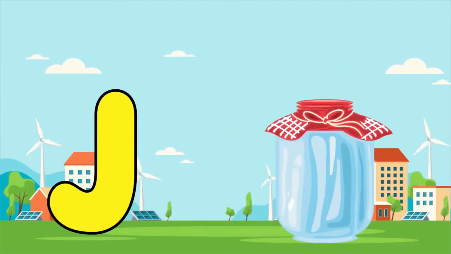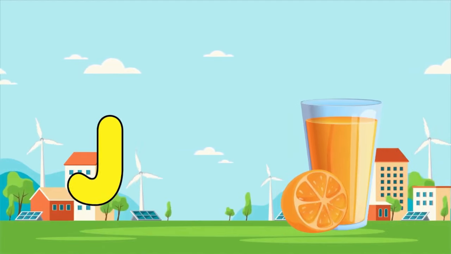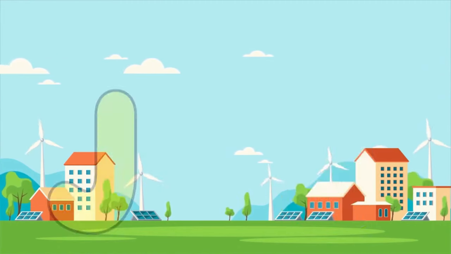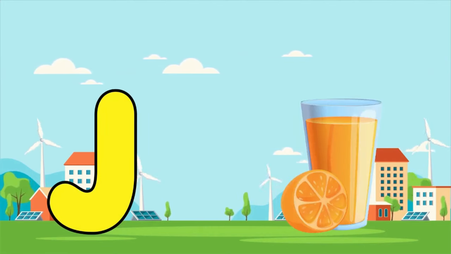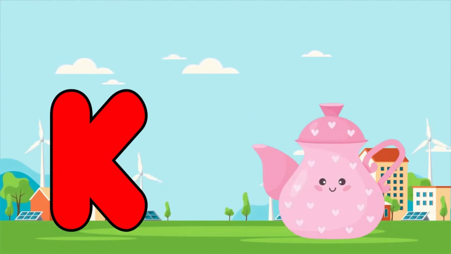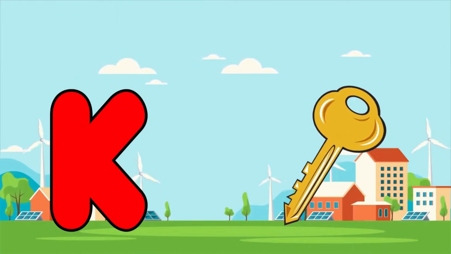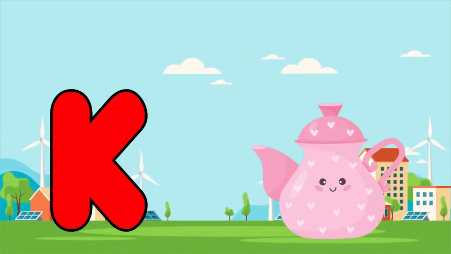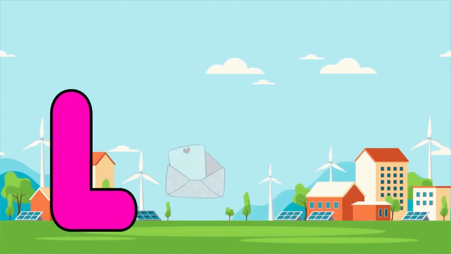J is for jar. J, j, jar. J is for juice. J, j, juice. K is for kettle. K, k, kettle. K is for key. K, k, key.